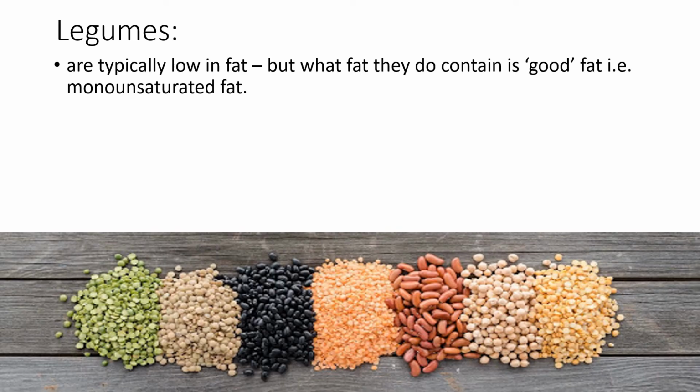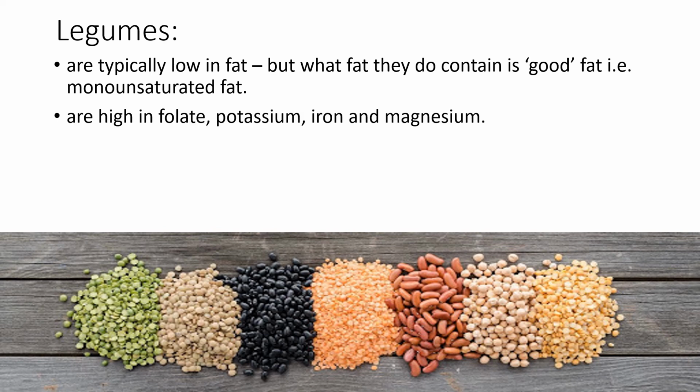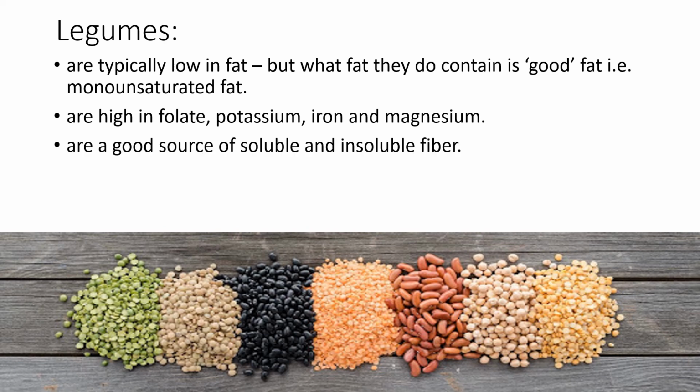Legumes are typically low in fat, but what fat they do contain is a good fat, usually a monounsaturated fat. So we know from last week what the effects of monounsaturated fats are. So legumes are a good source of that. They're high in a number of different nutrients: folate, potassium, iron, magnesium. If pregnant women, for example, require folate at higher levels, generally speaking, women require iron in higher levels. So legumes would be a good source of these nutrients.